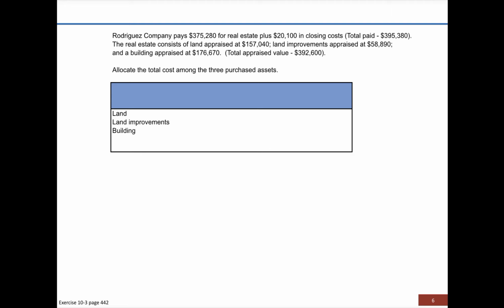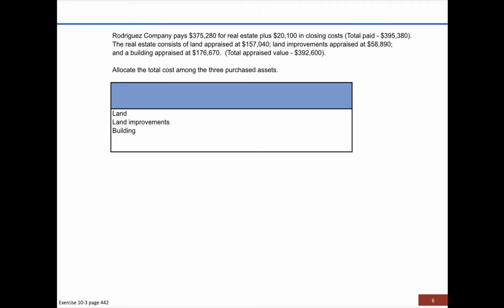So we've got appraised value of $157,040. So if you take $157,040 and divide it by $392,600, what does that give you? 0.4. Nicely round number for us. So that would be 40% if we translate that to a percentage. So 40% of what I actually paid should be allocated to land.